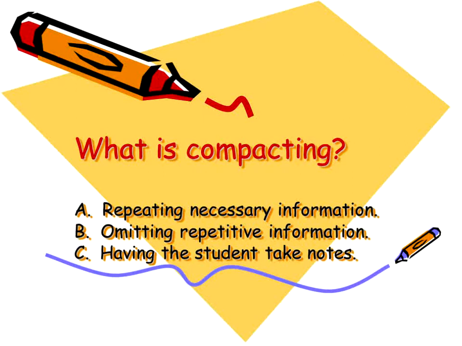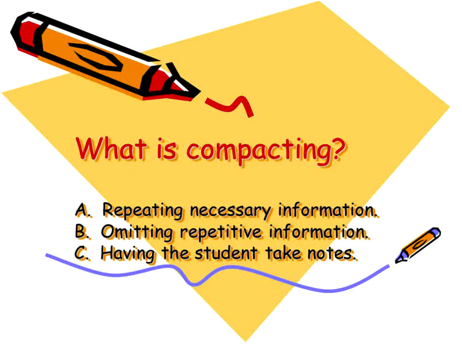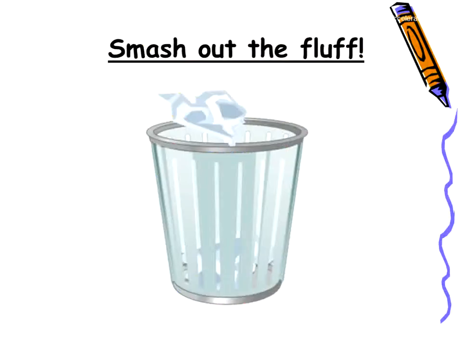Okay, all right, let's move on here to compacting. Go ahead and take your pen tools, clear out your responses, and choose whether compacting is repeating necessary information, omitting repetitive information, or having the student take notes. Which one is the answer? If you guys put B, you are correct. Yes, excellent. It is omitting repetitive information.